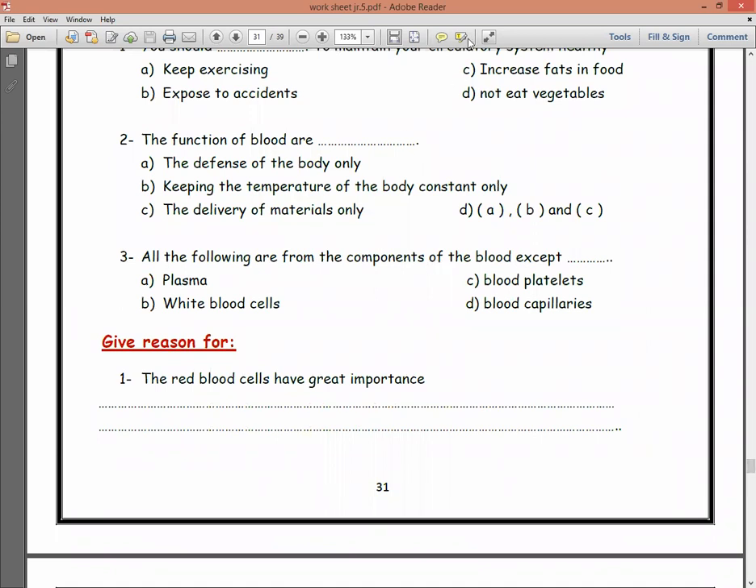Okay. Yahya, the function of what? Okay.